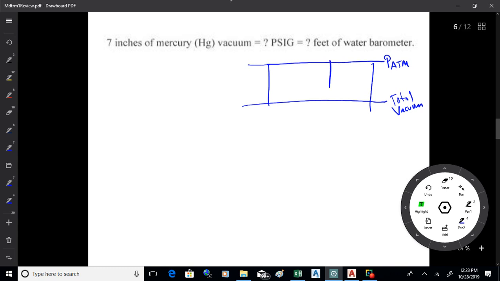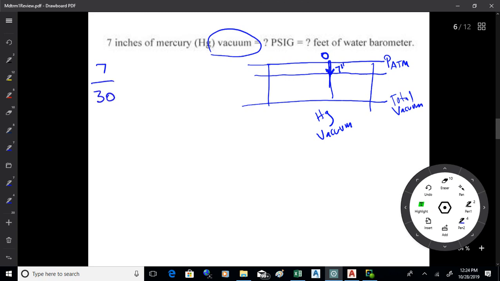Now the total inches of mercury are 30, so 7 would be right about there. Okay, and then we can come down 7 inches. There we go. Okay, the 7 is negative, and the way it's negative is that word means negative, below atmospheric, okay? So I'm starting at the 0 point for mercury vacuum, and I'm going down 7. It's out of 30 for the total, okay?